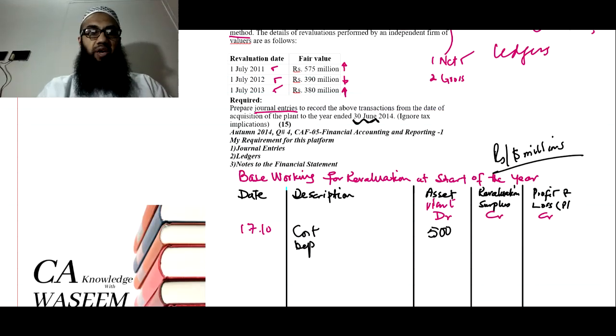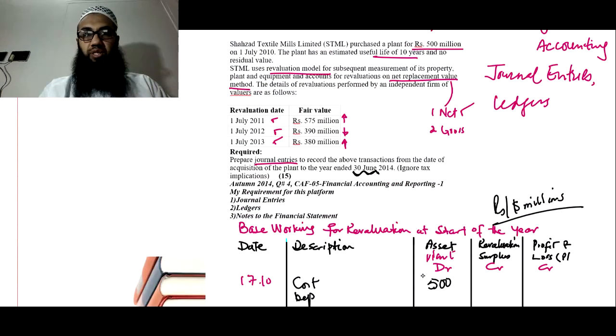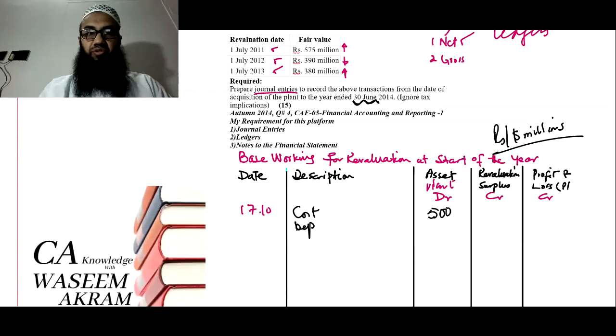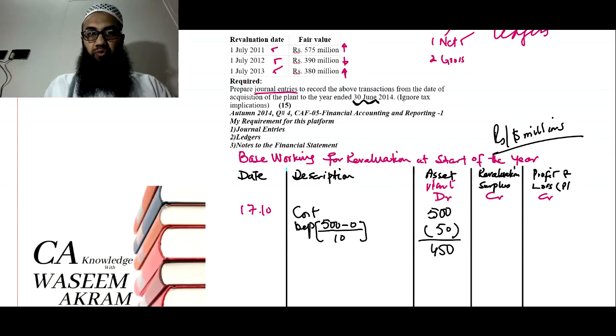When the life is given and nothing else is mentioned, it means your method is straight line with nil residual value. So the formula of depreciation is cost minus the residual value divided by useful life. So 500 minus 0 divided by 10, the working answer is 50, and your WDV came as 450. Written down value, reducing balance value, carrying amount, came as 450 on 30th June 11.